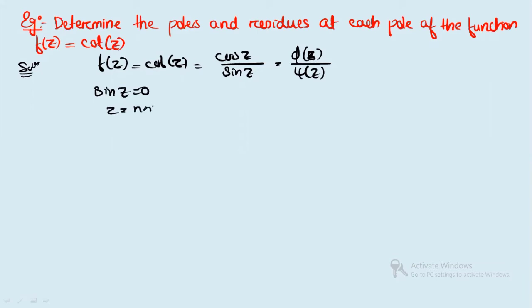Which will give you z equals n pi, because you know sin n pi is 0. So if you have sin n pi on the right hand side, sin and sin will cancel and you will have z equals n pi. And here n is equal to 0, plus minus 1, plus minus 2, and so on.